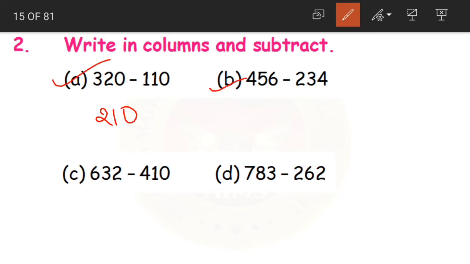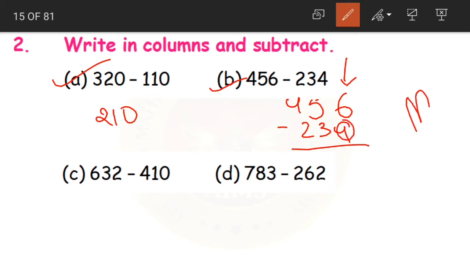Okay. Now moving on to question number B. 456 minus 234. Again, write in columns. That means one number below the other. 456 minus 234. How do we start subtracting? From the ones place. 6 minus 4. Yes, keep 4 in mind, and after 4 we have 5, 6. How many fingers? 2. So 6 minus 4 is equal to 2.